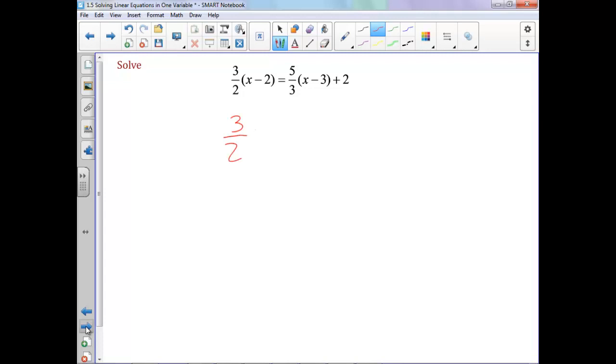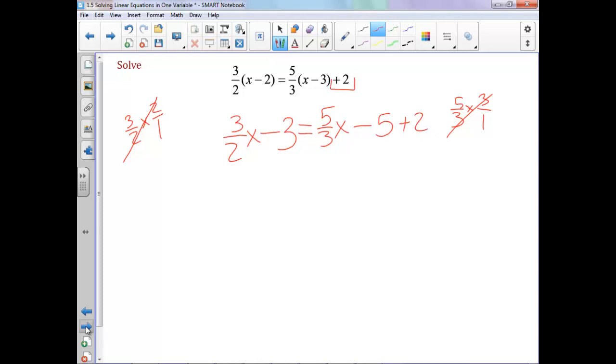So I'll have 3/2 x minus, and now notice when you do 3/2 times 2 over 1, our 2's will cancel and we're left with 3. And then on the right side, 5/3 x minus, same idea, 5/3 times 3 over 1. Your 3's cancel, 5. And then we still have this plus 2 at the end. Notice the 2 is not in parentheses, therefore it is not getting multiplied by that 5/3. And let's delete these.